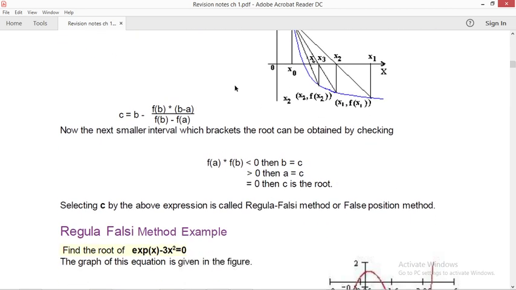All you need to remember in this method is this formula for c. This formula of c is to be remembered. Then again the same thing is followed: whenever we choose an interval, it should be a combination of f(a) and f(b) where either of them is negative, so that their multiplication also results in a negative term.